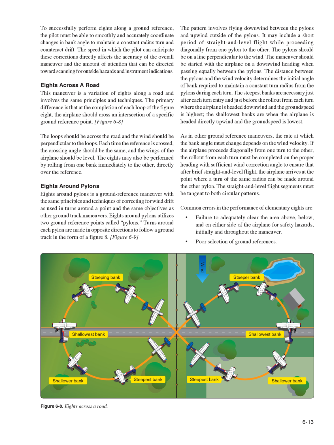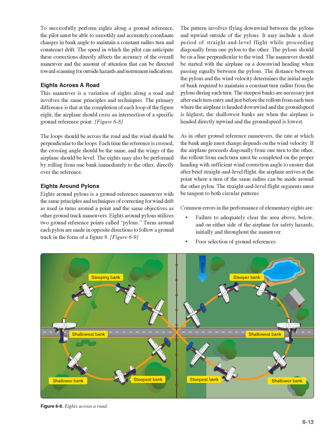H-80 across a road. This maneuver is a variation of H-80 along a road and involves the same principles and techniques. The primary difference is that at the completion of each loop of the figure 8, the airplane should cross an intersection of a specific ground reference point. In Figure 6.8, the loops should be across the road and the wind should be perpendicular to the loops. Each time the reference is crossed, the crossing angle should be the same, and the wings of the airplane should be level. The H-80 may also be performed by rolling from one bank immediately to the other, directly over the reference.